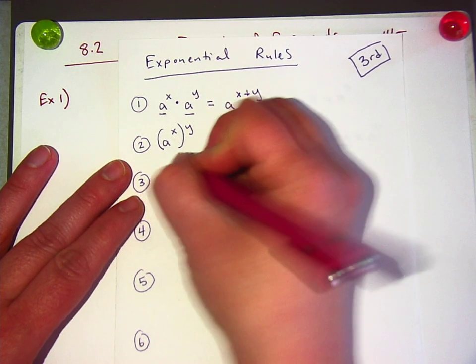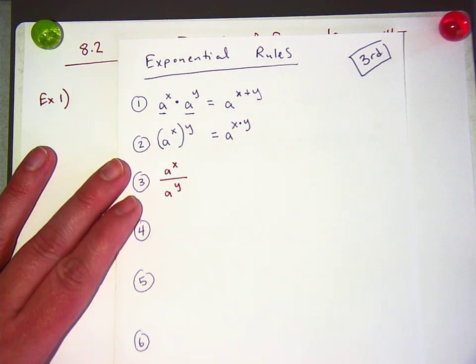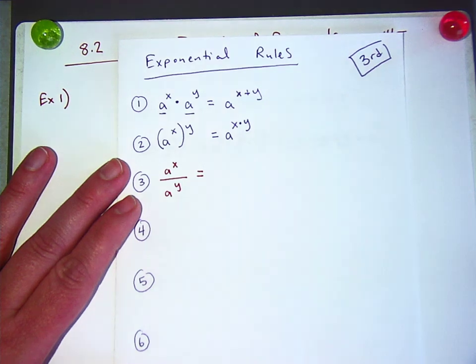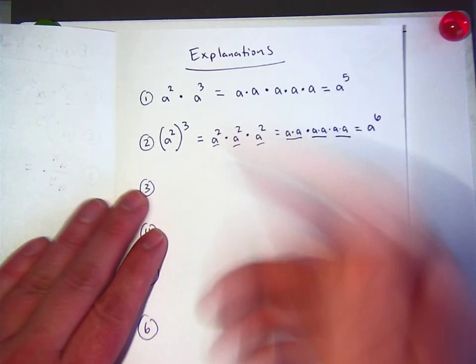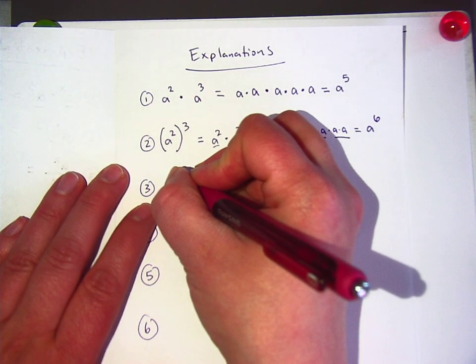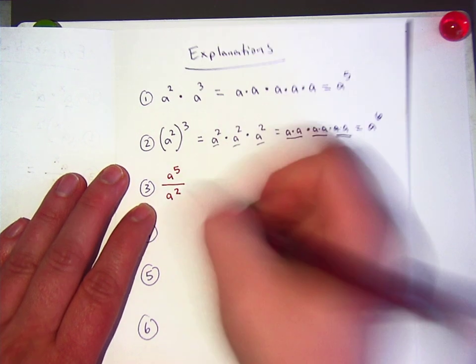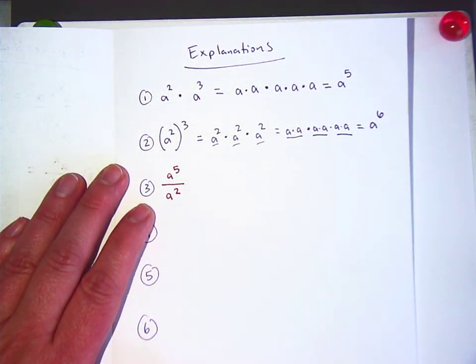We're going to say a to the x over, like a fraction, a to the y equals. And then on the inside, I want you to write, let's do a to the 5th divided by a squared. Notice that both of them have a's as the base, so it can't be like an a and a b or an a and an x.